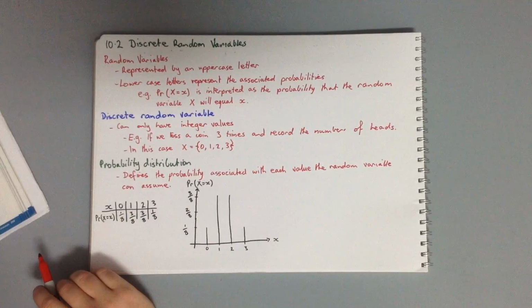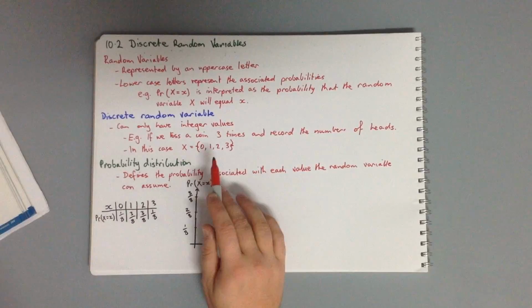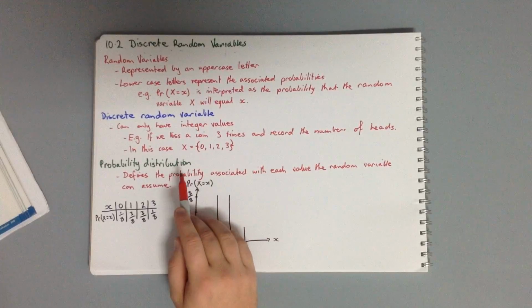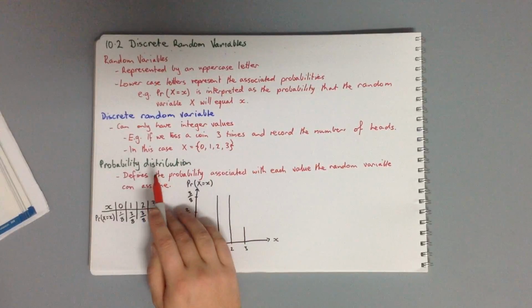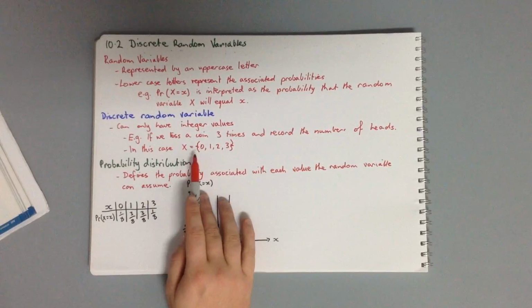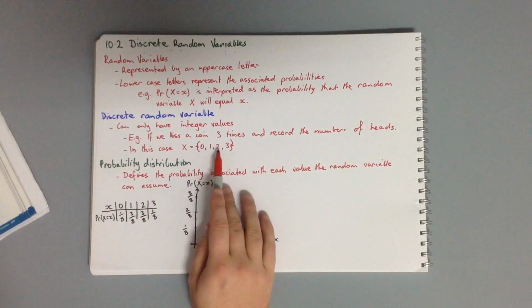Discrete random variables can only have integer values. So if we toss a coin 3 times and record the number of heads, that would be an example of a discrete random variable. And in this example, we could say our uppercase X is equal to the numbers 0, 1, 2, or 3.